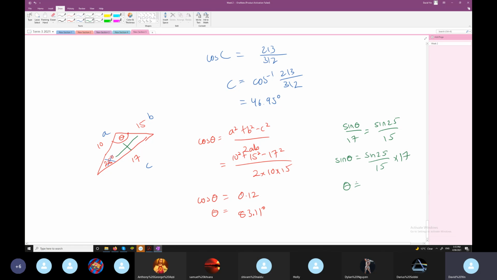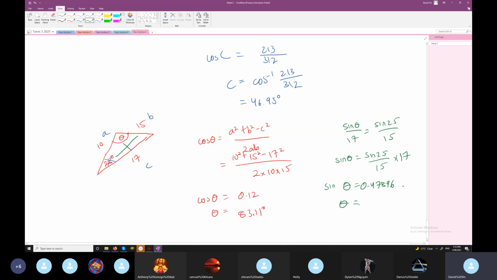Theta equals sine, so I'm not going to skip too many steps here. We're going to plug that into our calculators, sine 25 divided by 15 times by 17, and that's 0.47, and then we're going to press shift sine. We get 0.47896... and then I shift sine answer, which gives me a different answer. Interesting. I must have made a mistake somewhere.